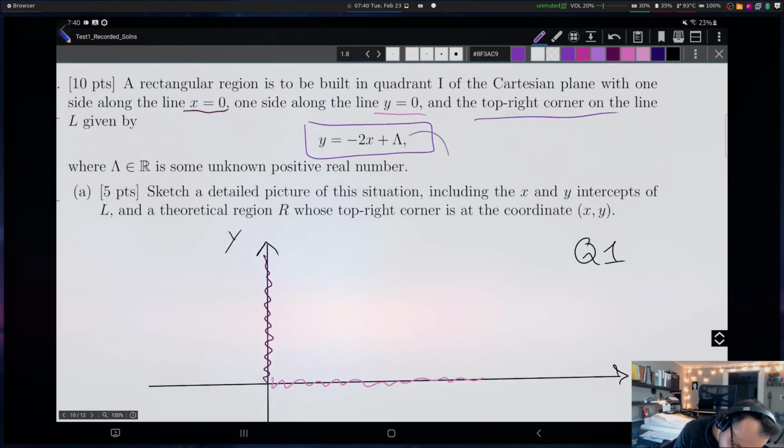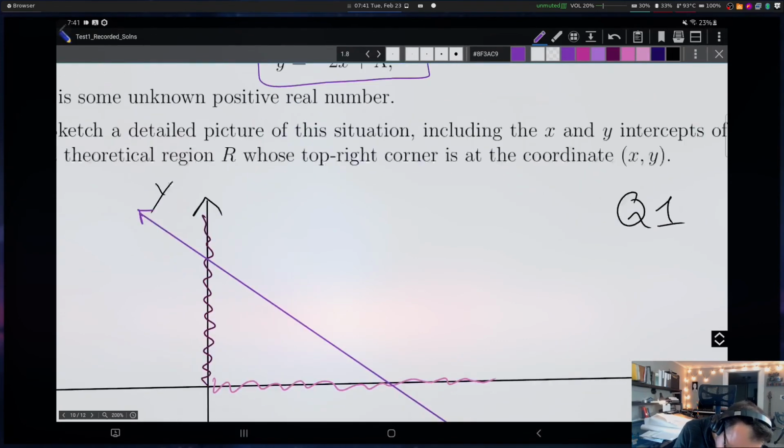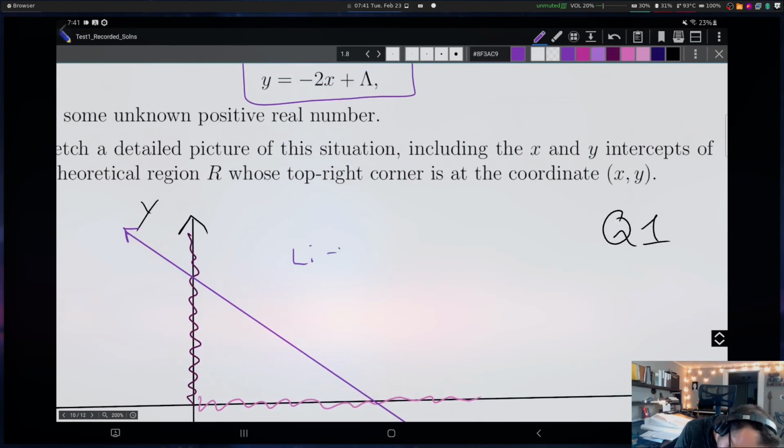Okay, so we don't know what this lambda is, but we can sketch a cartoon of this situation by just seeing that this is some line with a negative slope. So I don't have to be super precise when I graph it. I just know it's something like this. I need to be a little bit careful, so I need to indicate that it goes off forever on both sides. Now I'll label this as the line given by the equation y equals negative 2x plus this capital lambda.